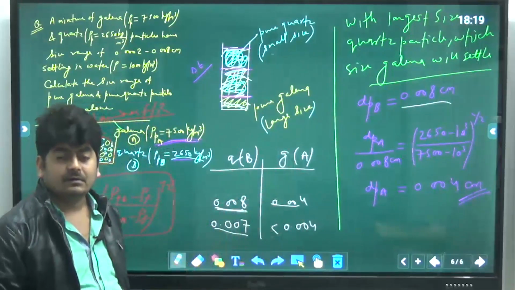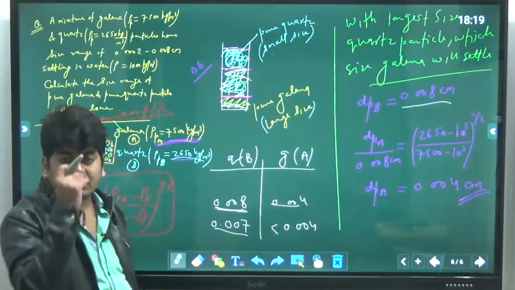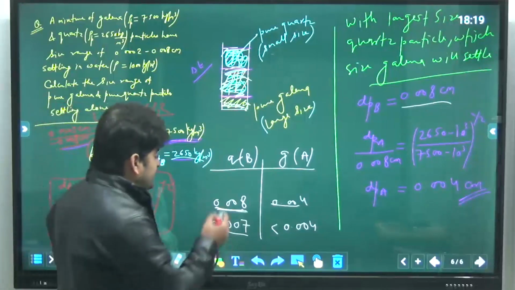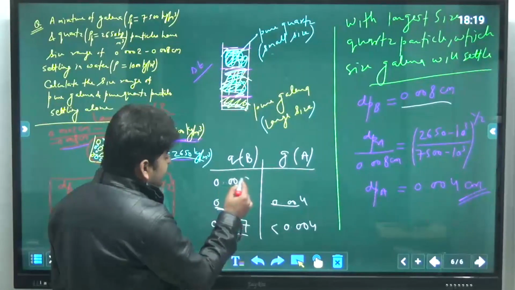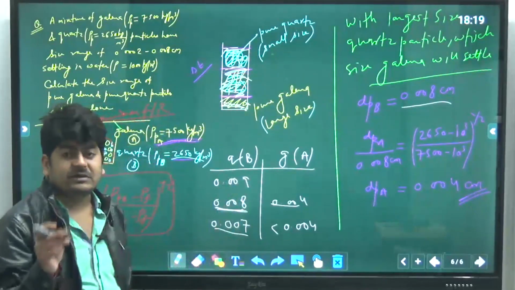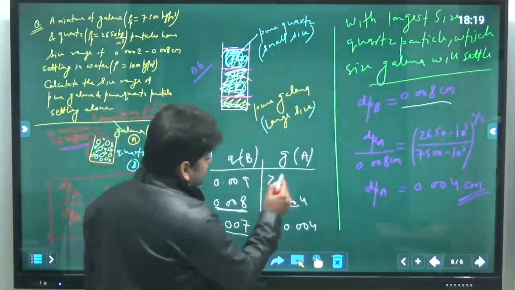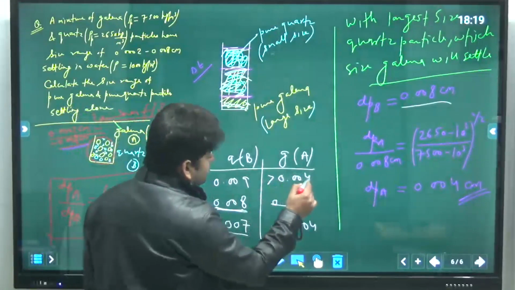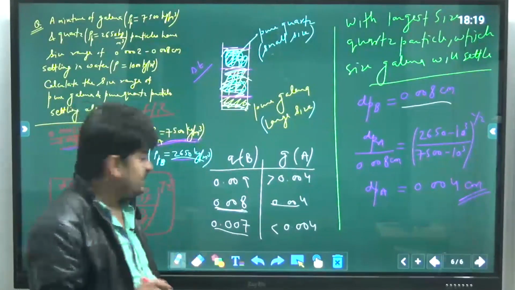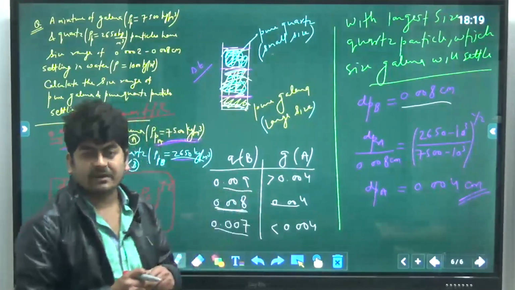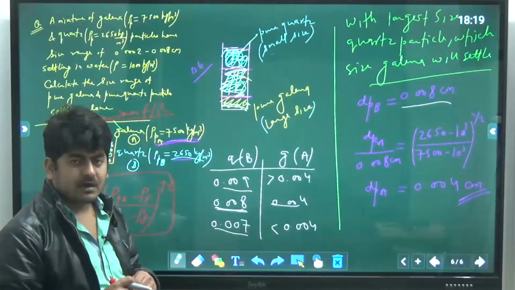Okay. Now, if I talk about the quartz particle with diameter greater than this, the galena particles which have diameter greater than 0.004 centimeter will settle with this size of quartz particle. Okay, I hope it is clear.